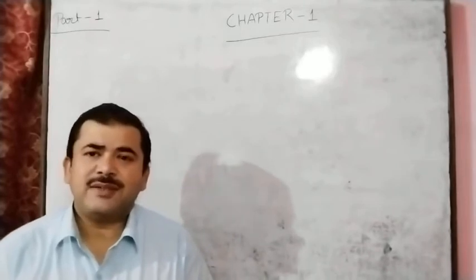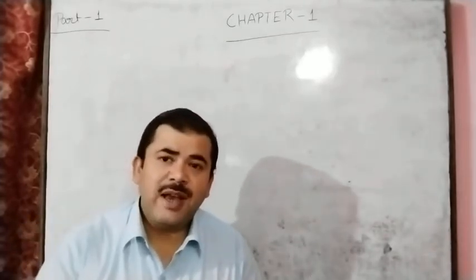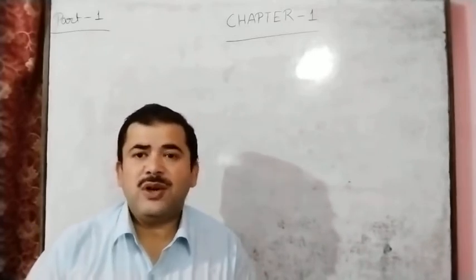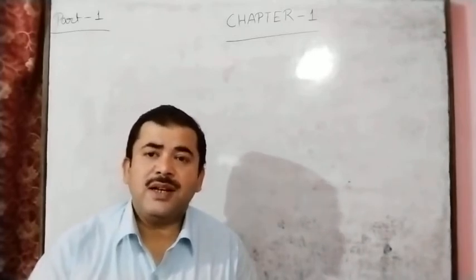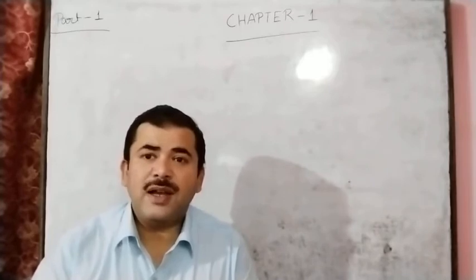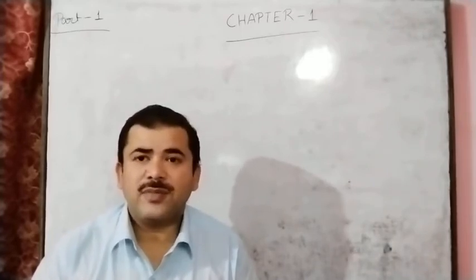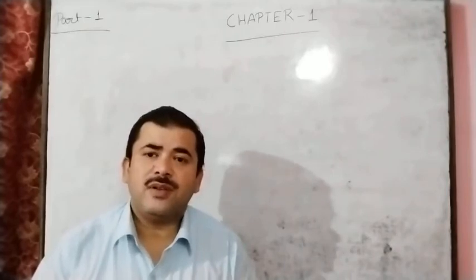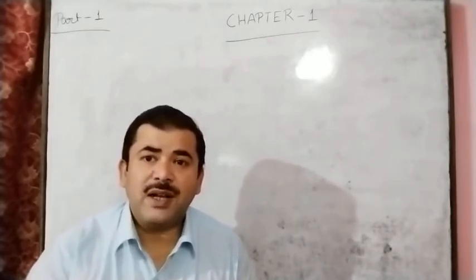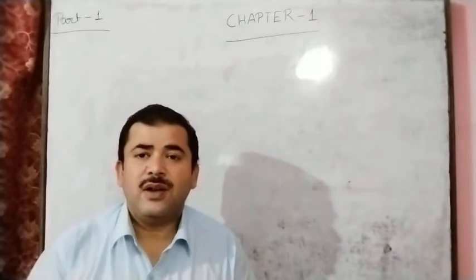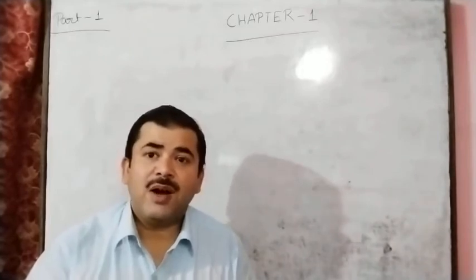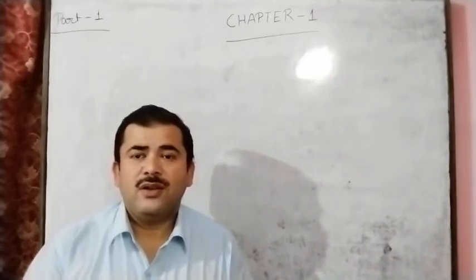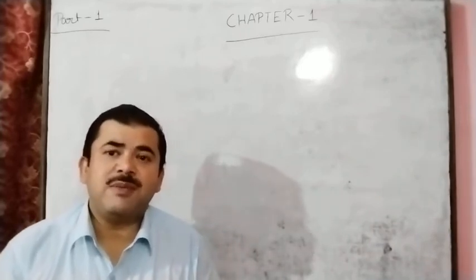So let's start. According to the name of this chapter, the language of chemistry, in this chapter you will study how to represent the elements in chemistry, how to write the formula of the compounds, how to represent the chemical reactions, and how to determine the molecular weight of the compounds. So in this chapter, the first topic is symbols.